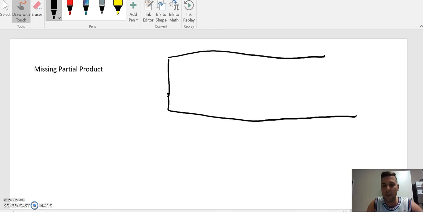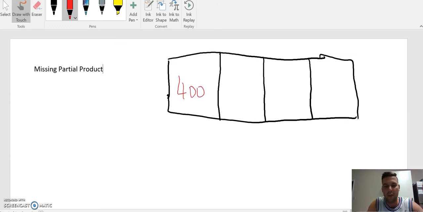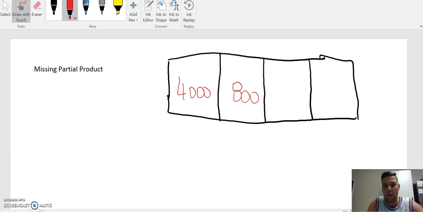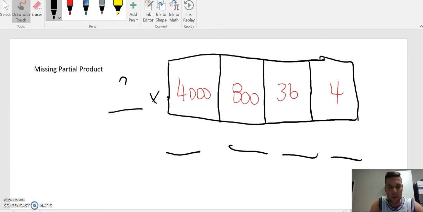So if I draw a rectangle in here now, and we get given our final answer, but we don't know what we're multiplying by. So generally it would look like this. We've got 4,000, 800, 36 and then 4. And your job is to work out what these missing numbers are. We need to work out what we're multiplying by, which is this one here, and we need to work out what goes in to make these numbers up.